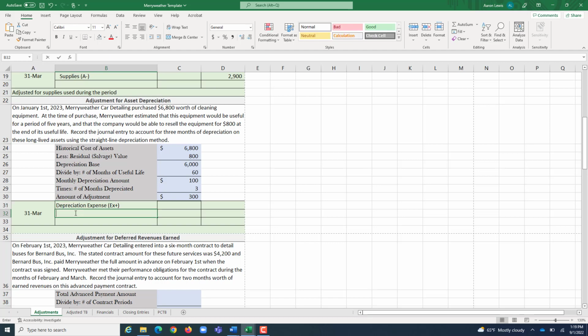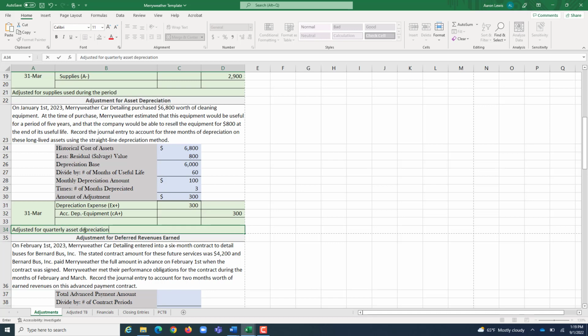And we are going to credit our accumulated depreciation account, which I shortened to ACDEP, and it's good form to put dash what type of asset is being depreciated. In this case, it is equipment. And we are crediting that account because it is a contra asset account, and contra asset accounts go up on the credit side, and that's going to be for the $300 that we have for the adjustment. And here we can say that we adjusted for quarterly asset depreciation.